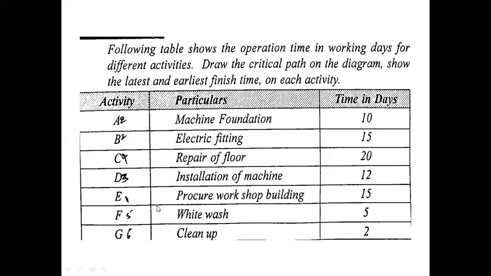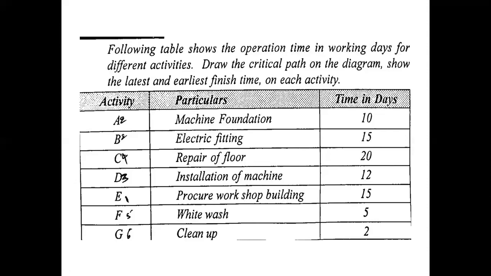So among this, see here, you have to procure the workshop building. Then only, without building, how are we able to do the electric fitting, machine foundation and flooring? So all these can be done only when we procure the workshop building. So this can be treated as the first activity or first operation. This is the first operation. So what is that? E.